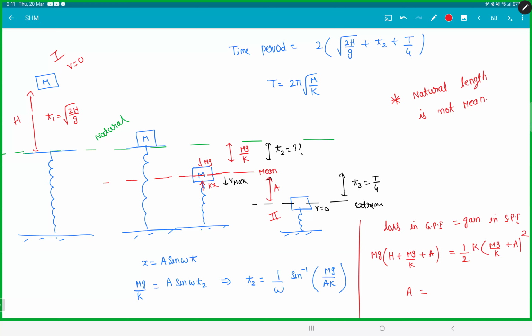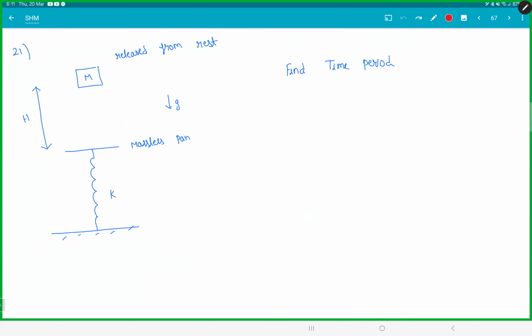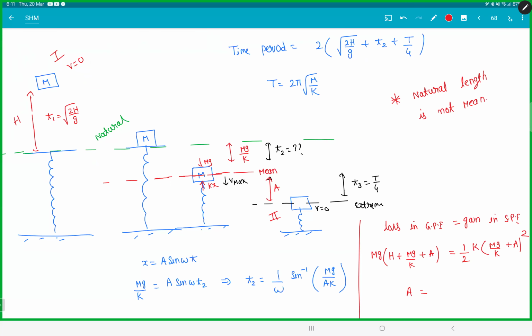Is that clear, everyone? So you get the amplitude from conservation of energy. Understood why I said it is an assassin, a silent killer? Initially, when I gave the problem, it looked so innocent, na? And see how many things are there. We have kinematics, we have SHM, we have conservation of energy.